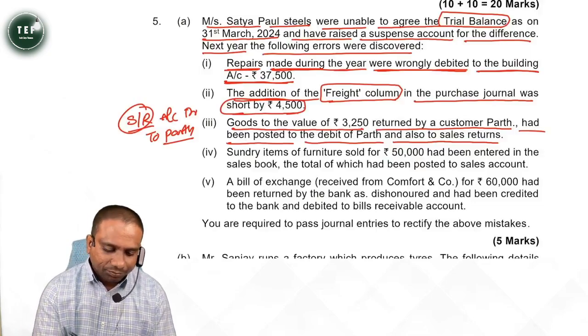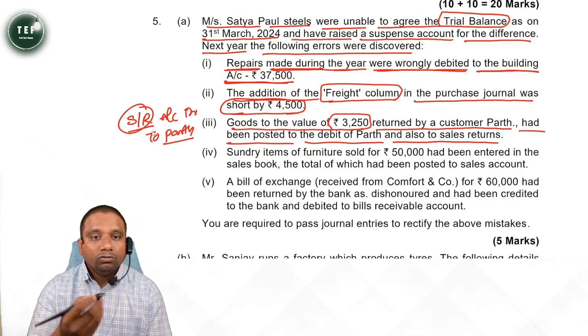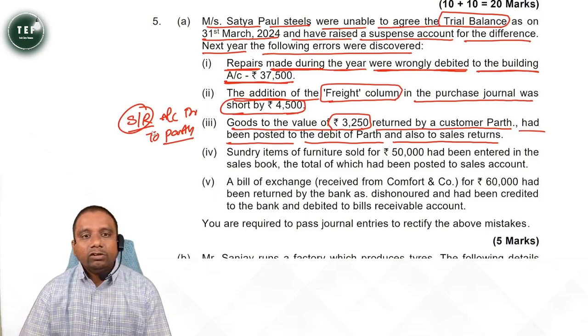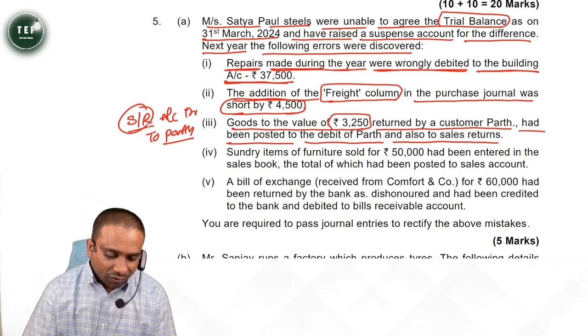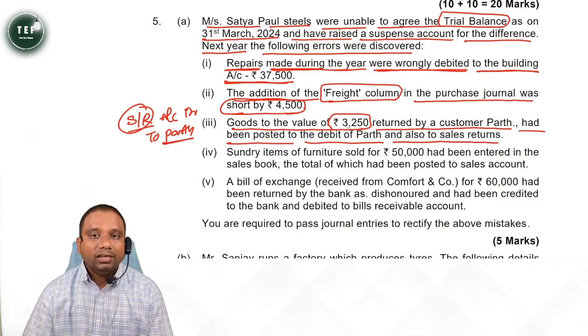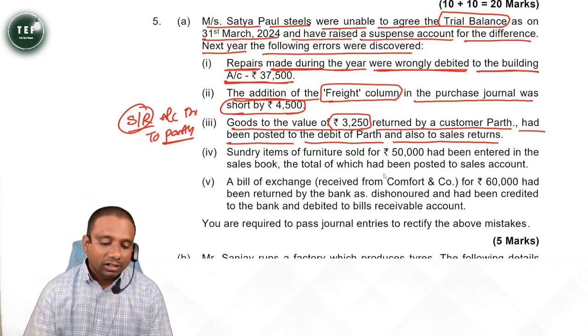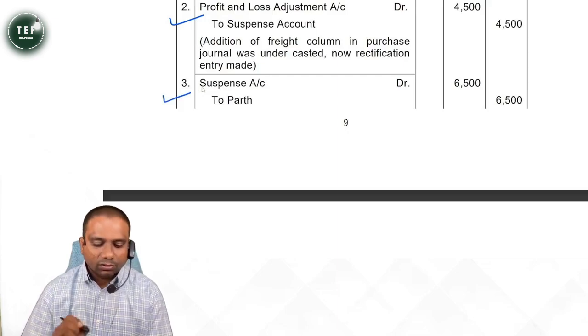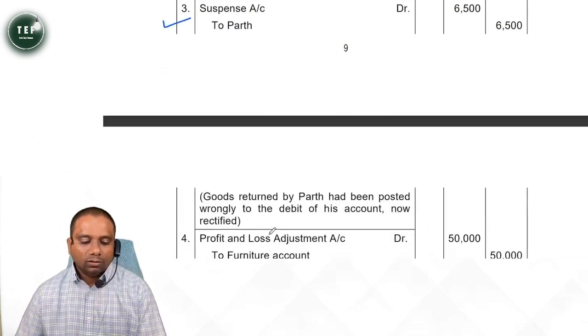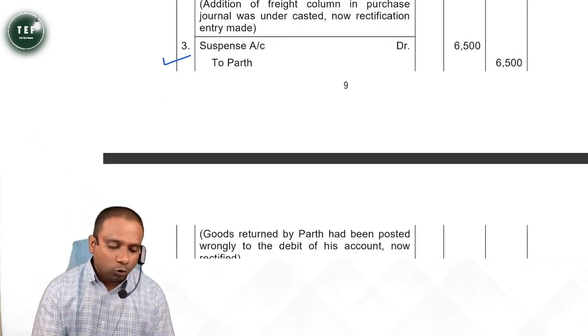Parth account, normally how much is the amount? 3,250. Earlier Parth account is debit, now we have to credit 3,250. Anyway, Parth account must be credited 3,250. Sales returns earlier debit. Now it is correct. Sales returns correct. So Parth account credit 6,500. Remaining, sorry, suspense account. So suspense account debit to Parth account. Sales returns account correctly debited. So suspense account debit to Parth account.